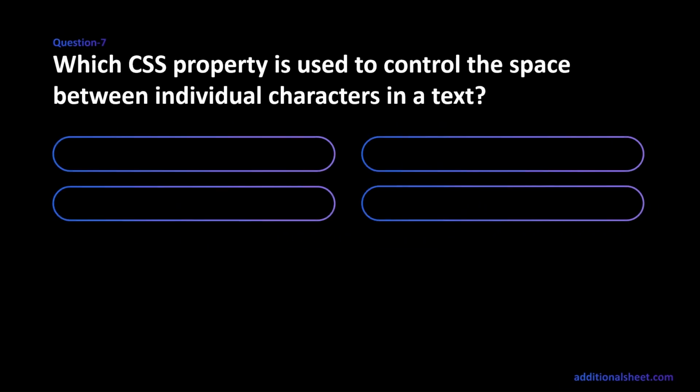Q7. Which CSS property is used to control the space between individual characters in a text? Options are A. Word spacing, B. Letter spacing, C. Line height, D. Text spacing.